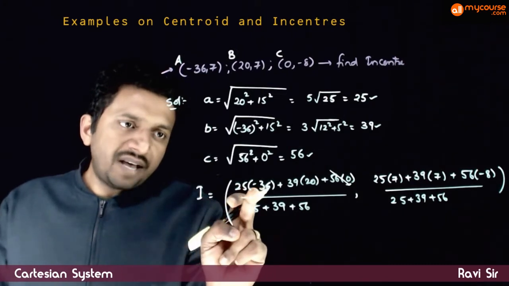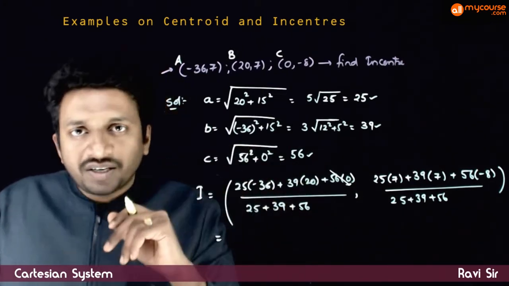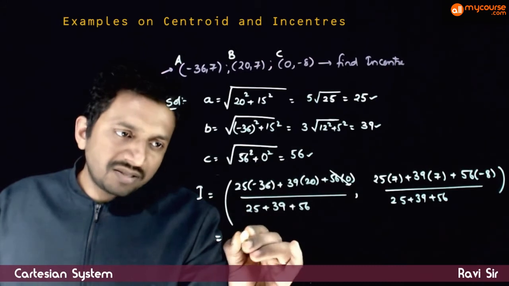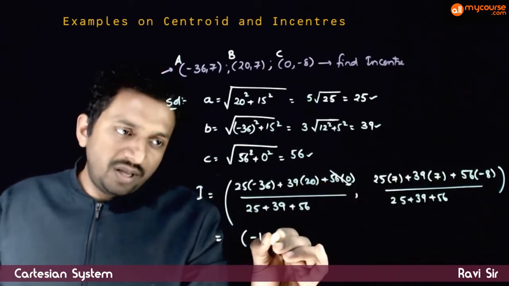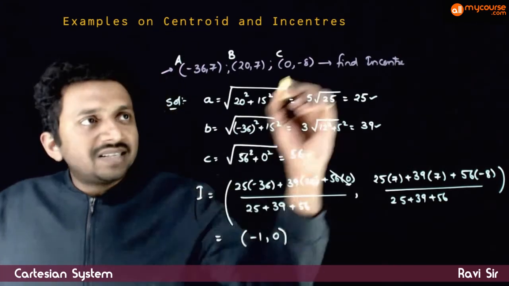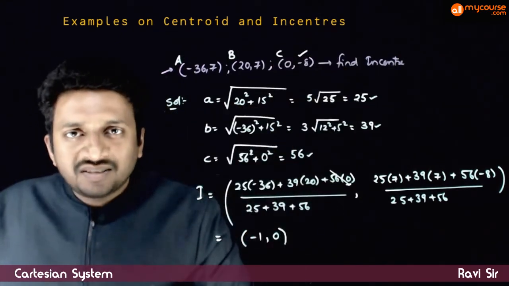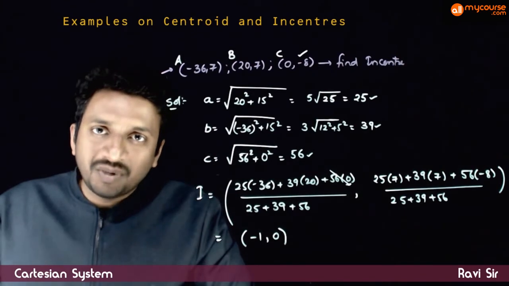Next, 25 into 36, 39 into 20. You can just calculate these values. It turns out to be minus 1 and this will turn out to be 0. So the in-center of the triangle ABC is minus 1, 0.